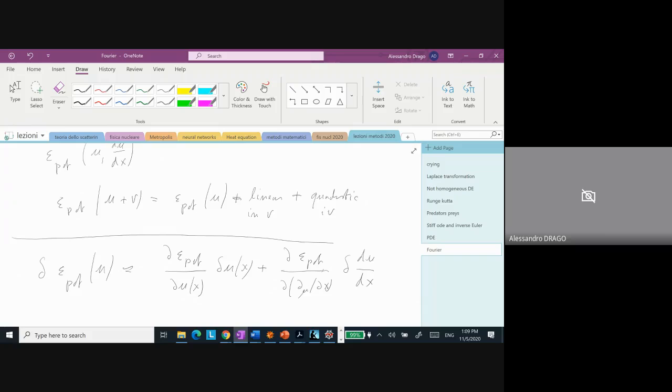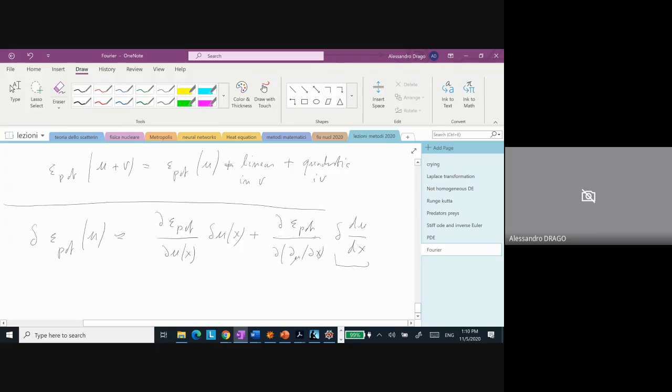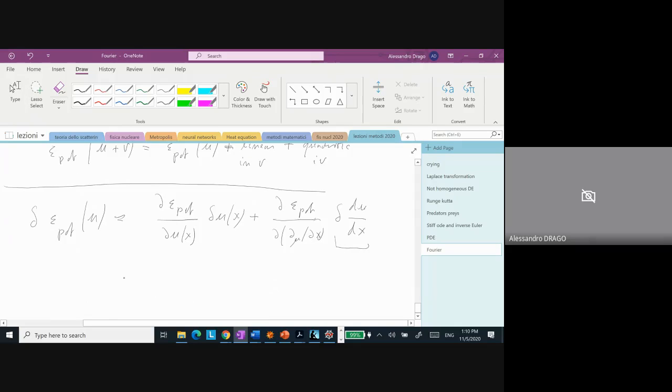Okay. So this is what is called, after I divide this by delta u, a variational derivative. You recall that this object here can be rewritten. I mean, I can rewrite the variation of the u over the x as a derivative with respect to x of a variation of u.